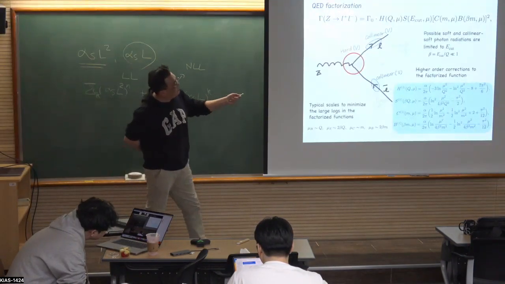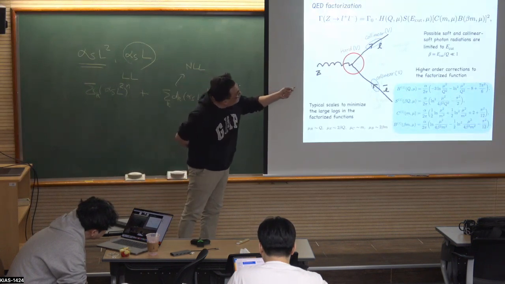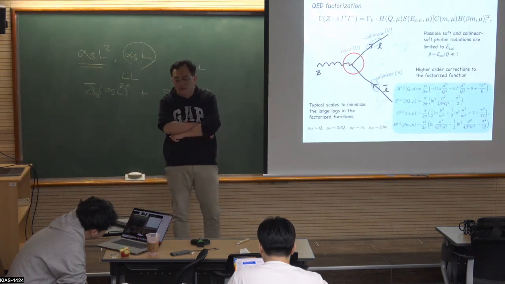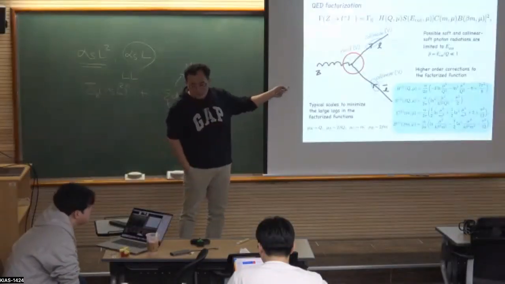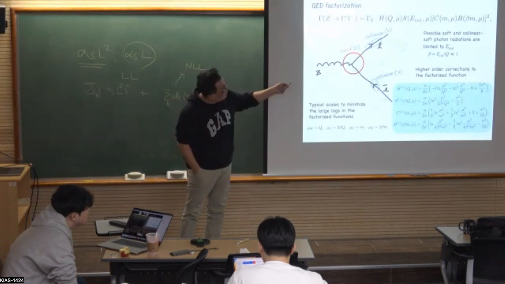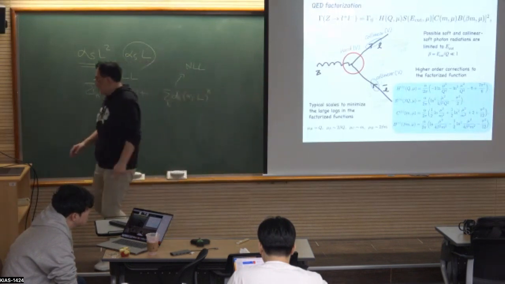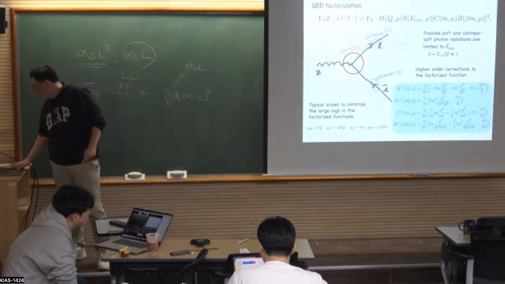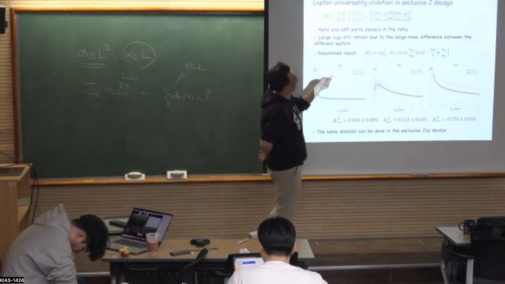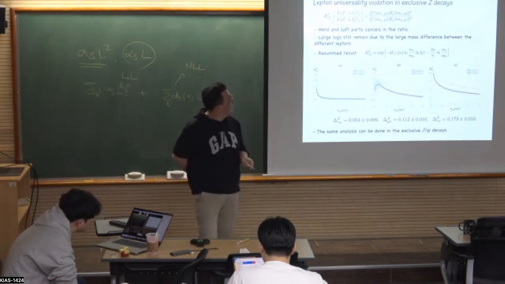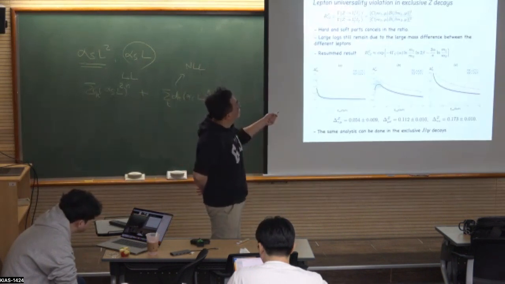Among the factorized functions, the hard part and soft part are not related to the lepton mass, so they can be safely cancelled. Then the remaining part in the ratio should be the combination of C and B. But actually, this ratio involves the large log.